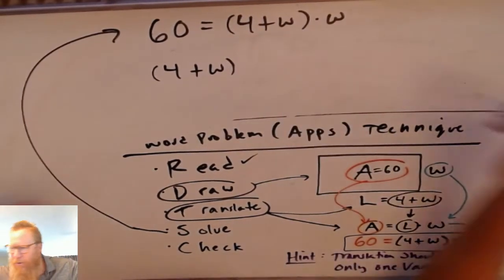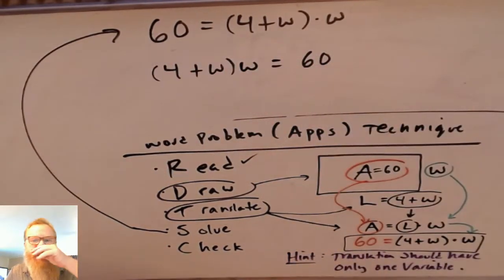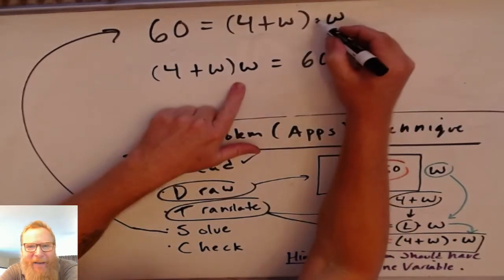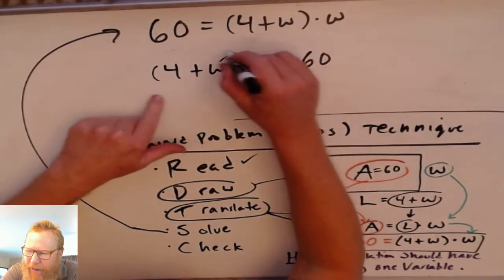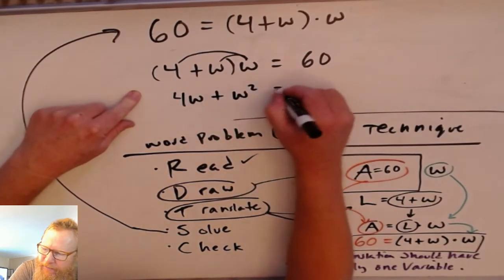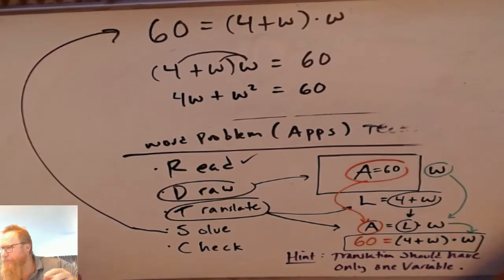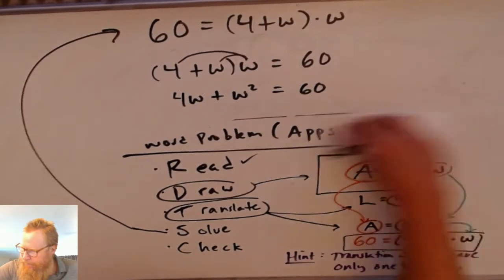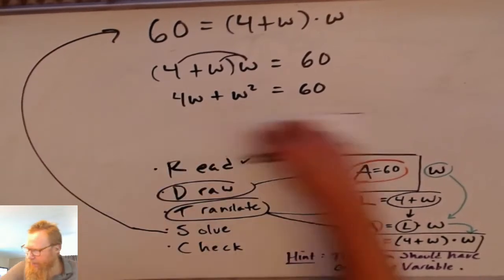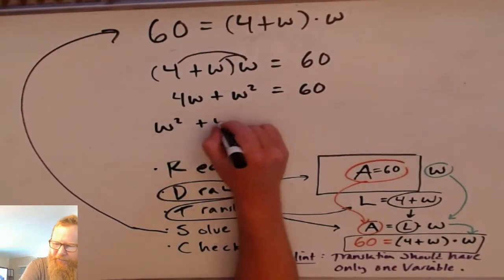You can change the order. I like to put the 60 on the right-hand side. It just makes it a little bit more friendly to my eyes. I don't really need the dot because I have the parentheses. I should probably get rid of the parentheses. Okay, and I should probably put this in the standard form.